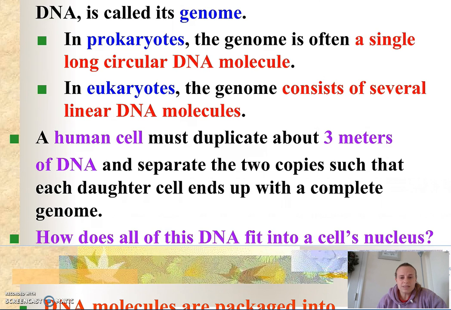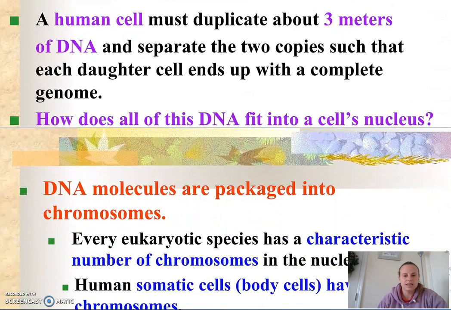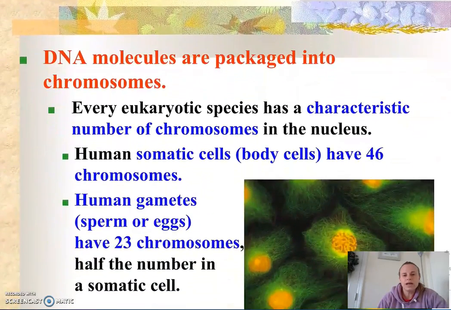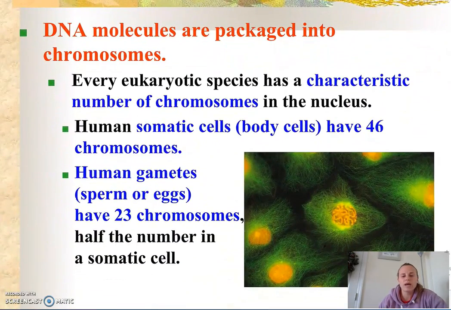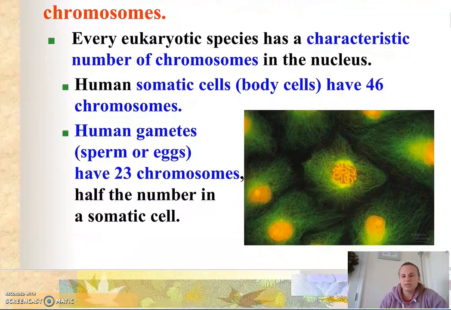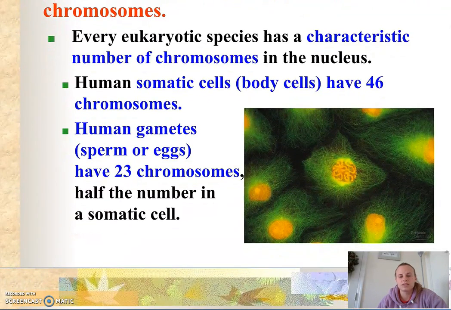But now in a human cell, we have 3 meters of this DNA. So how are we going to fit all of this DNA into a cell's teeny tiny little nucleus? What happens is our DNA coils and packages itself into chromosomes. Each eukaryotic species has a characteristic number of chromosomes. So one species varies from another species in terms of the number of chromosomes it has.